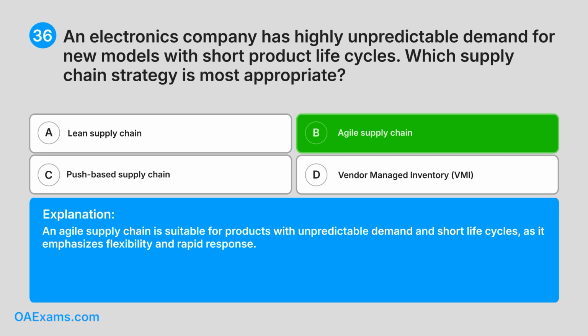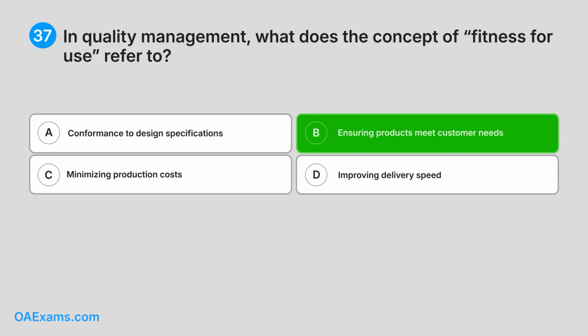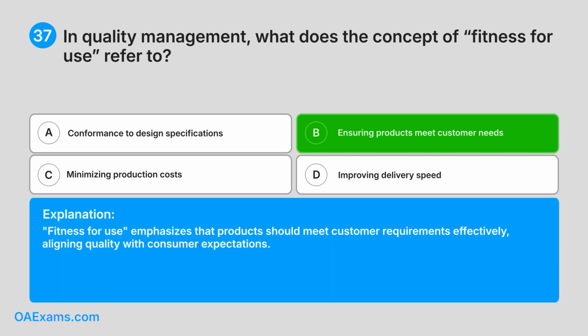37. In quality management, what does the concept of fitness for use refer to? A. Conformance to design specifications, B. Ensuring products meet customer needs, C. Minimizing production costs, D. Improving delivery speed. What do you think is the answer? Correct answer, B. Ensuring products meet customer needs. Explanation. Fitness for use emphasizes that products should meet customer requirements effectively, aligning quality with consumer expectations.